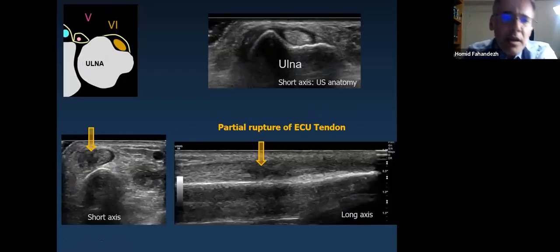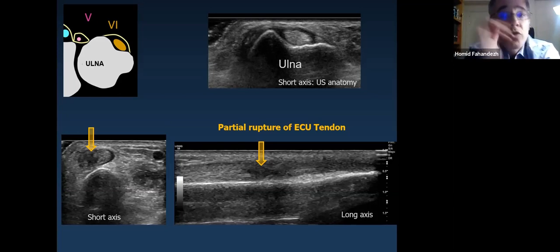When you go to the sixth compartment, here there are many situations. The most frequent is the subluxation of the extensor carpi ulnaris, and another problem that you can have here is tenosynovitis of the extensor carpi ulnaris. It's really important to know that the position of the tendon will change with the position of your hand.